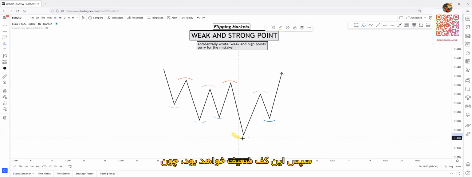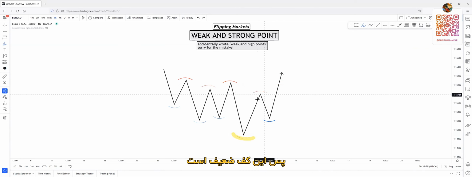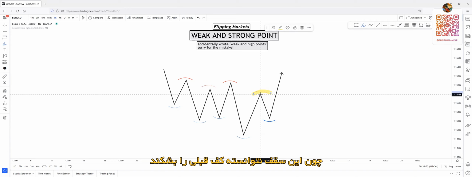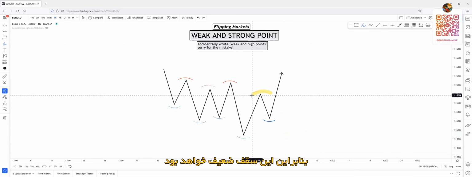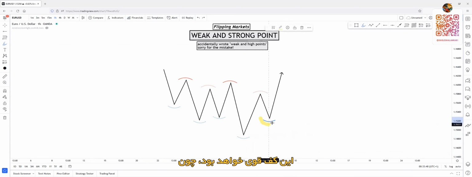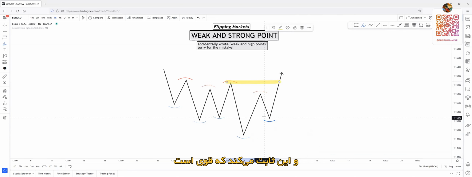After this, this will be weak because this low couldn't break above the last strong high. So this is weak. After this high will be weak again because this high couldn't break below the last low and couldn't continue the overall structure. So this will be weak. This low will be strong because this low could break above the last high point. So this proves this is strong.